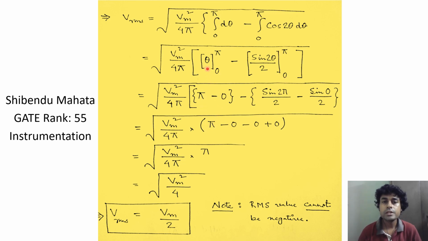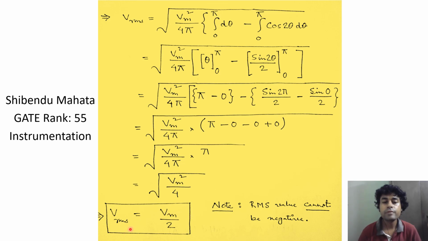So for the first case we have pi minus 0 as shown here, and then for the second one we have sine of 2 pi by 2 minus sine 0 by 2, and then we know that sine 2 pi is equal to 0, as also sine 0 is 0, and therefore it turns out that this becomes Vm square by 4 pi multiplied by pi within the root, from where we find that the RMS value is equal to Vm by 2.